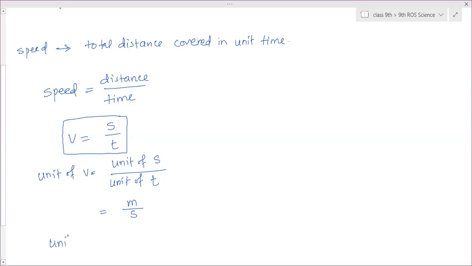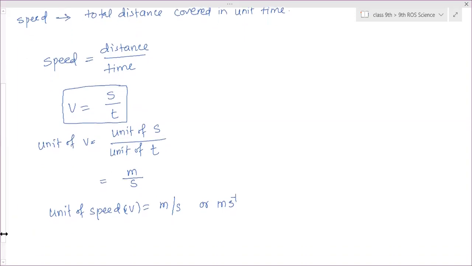So the unit of speed, that is V, is equal to meter per second, or it is also written as m s to the power -1, because the denominator s goes to the numerator as an inverse power, that is -1 power. Nowadays this method is used; earlier m by s was used. Now you can use anything, that's not a problem. Any one way we can write the unit of speed. Is it clear?